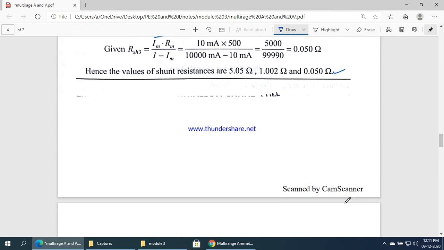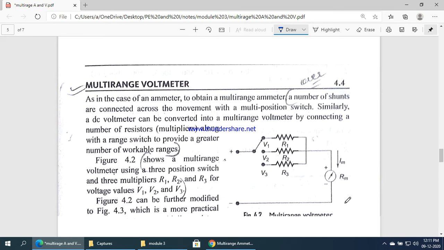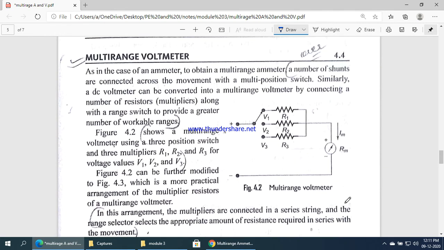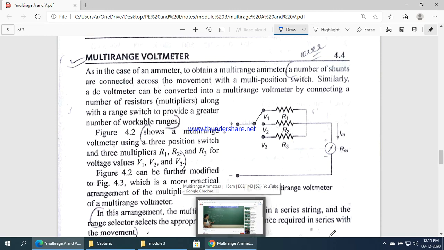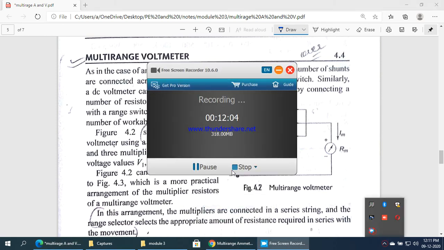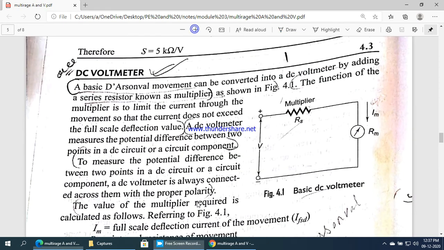So now the next part is the multi-range voltmeter. This is the next topic in this particular module. Now we start the DC voltmeter. Here also the DC multi-range voltmeter is in our syllabus.